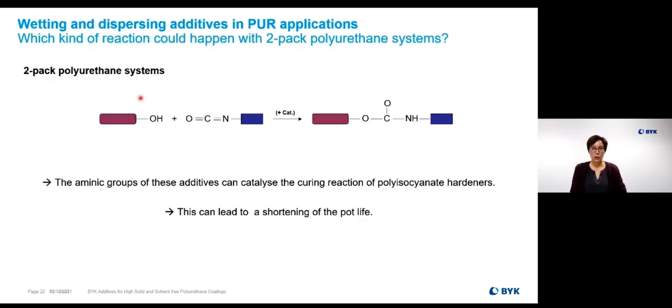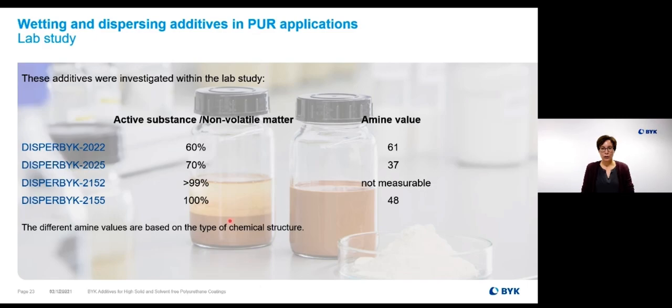So therefore, we have to have a closer look at what our additives are doing. So that is what I mentioned. We have the polyol component, we have our hardener, and now we want to see if the aminic groups are able to catalyze our 2K systems. And that is what we want to see in a small lab study that we have done in our lab. In order to find out what happens in terms of pot life with different amine values of wetting and dispersing additives, we included these 4 additives in the lab study.